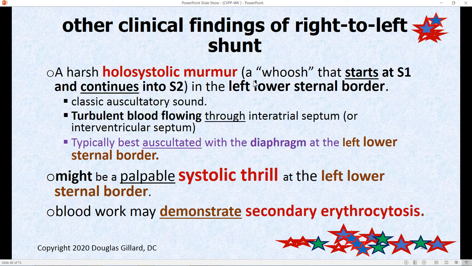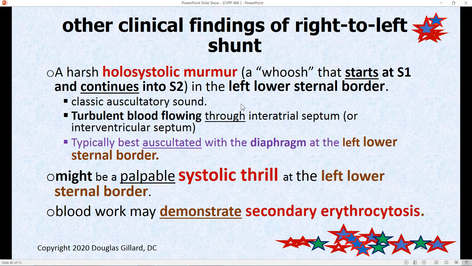Now that indicates a left-to-right shunt. Okay, and those are best auscultated with the diaphragm. It's not a brewery. So the left lower sternal border, remember the all pigs eat too much? Kind of Erb's point. The fourth and fifth intercostal space is technically the left lower sternal border, so that's where you would auscultate and observe. You might even be able to put the tips of your fingers in there to palpate the parasternal region, the fourth and the fifth intercostal space.